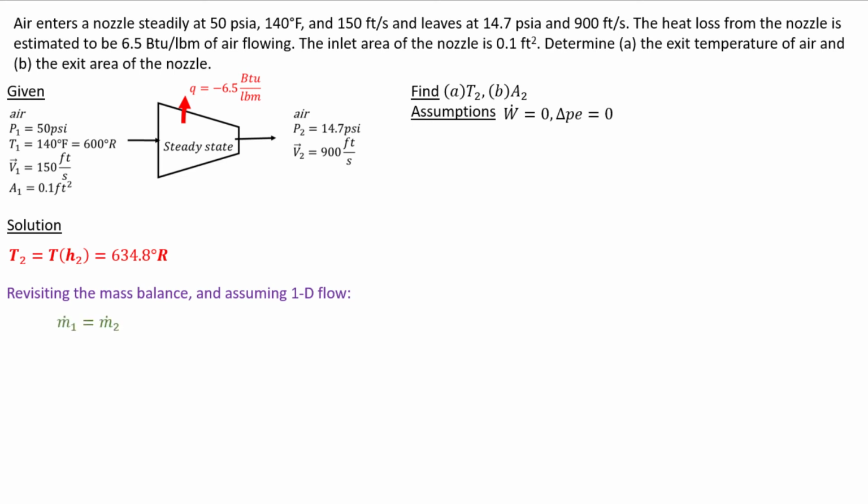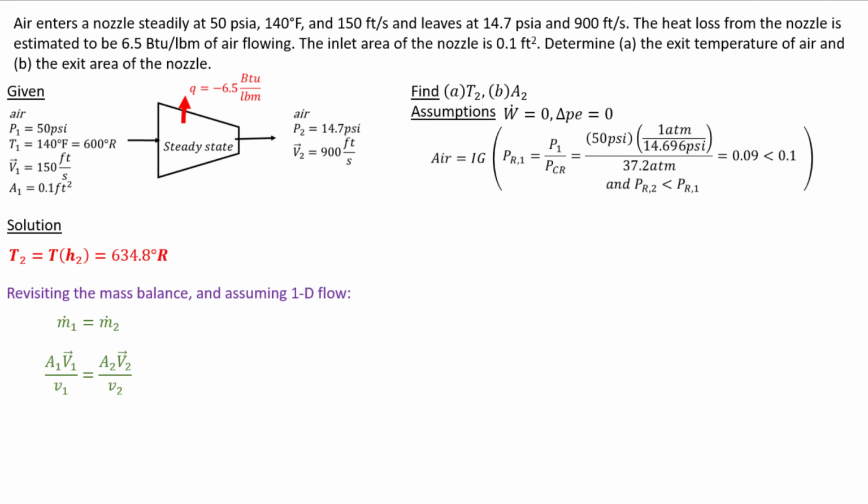Now I'm going to go solve for the area at state 2, and for this I'm going to go back to that mass balance, and if I assume 1D flow, I could put the mass flow rates in terms of the area, the velocity, and the specific volume. Furthermore, because I've got air, I typically assume air behaves as an ideal gas, but it's really easy to justify that assumption by calculating the reduced pressure. So we said that if the reduced pressure is less than 0.1 in this class, we're good with making the assumption that you've got an ideal gas.